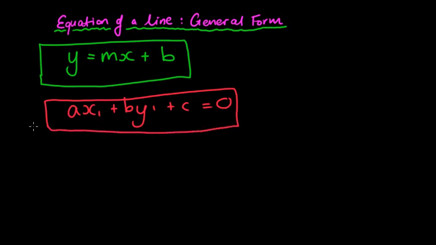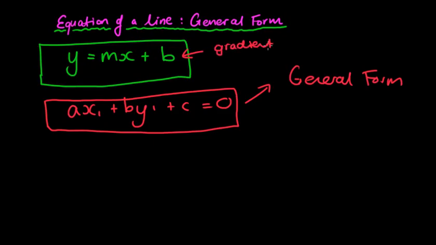What you need to remember is that the general form is basically the first form we've got there, which is our gradient and y-intercept form. We basically want to rearrange it so that you have everything on the one side, which means you're left with 0 on the right hand side. So what do I mean by that?